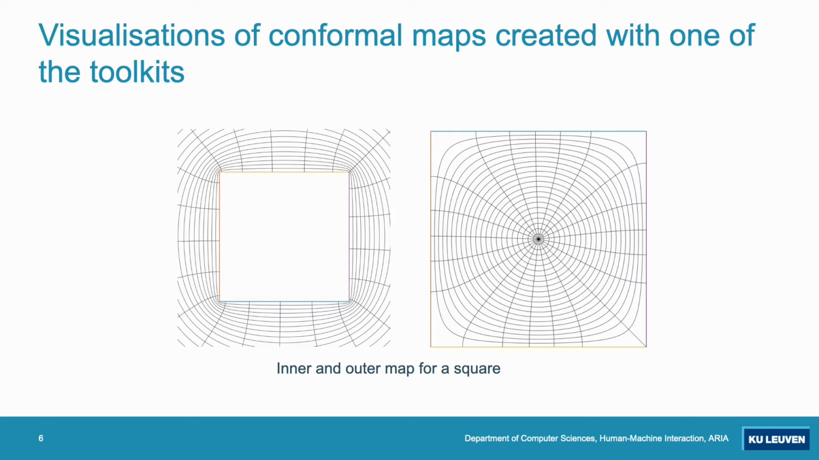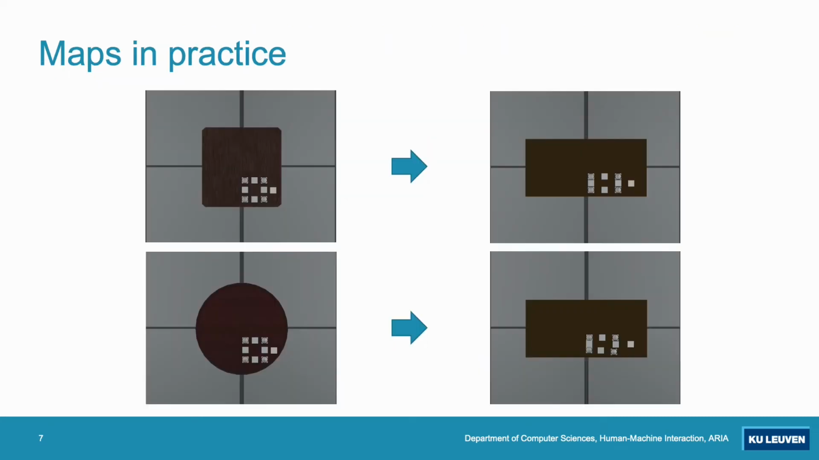So conformal mapping warps the space from one environment to the other. And here you can see a warpage of a circular unit sphere to a square environment. As you can see, you need two types of maps. One map for the points onto the table and one map for points off the table. And when we use this in practice, it looks like this.